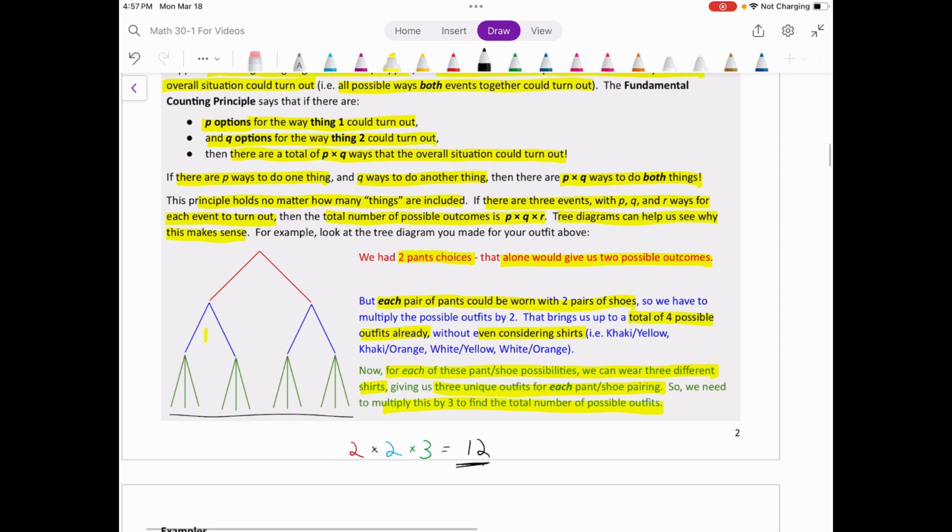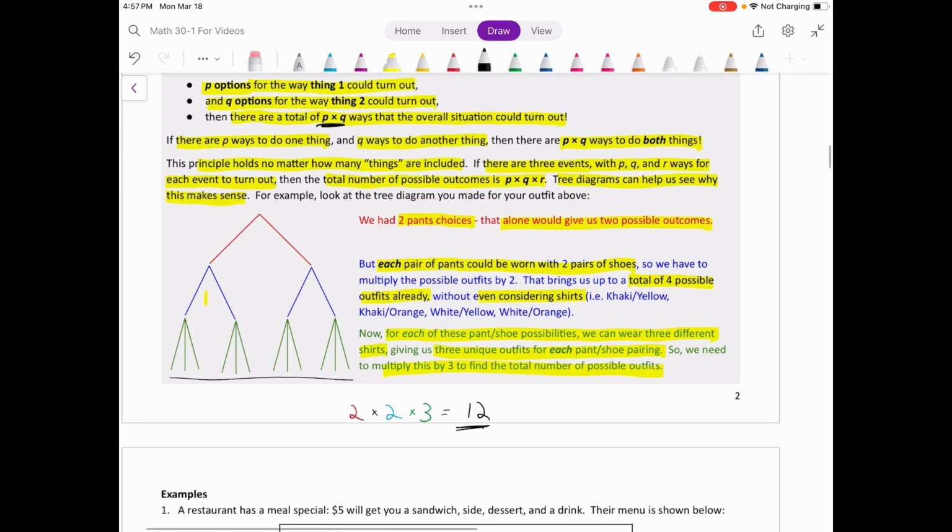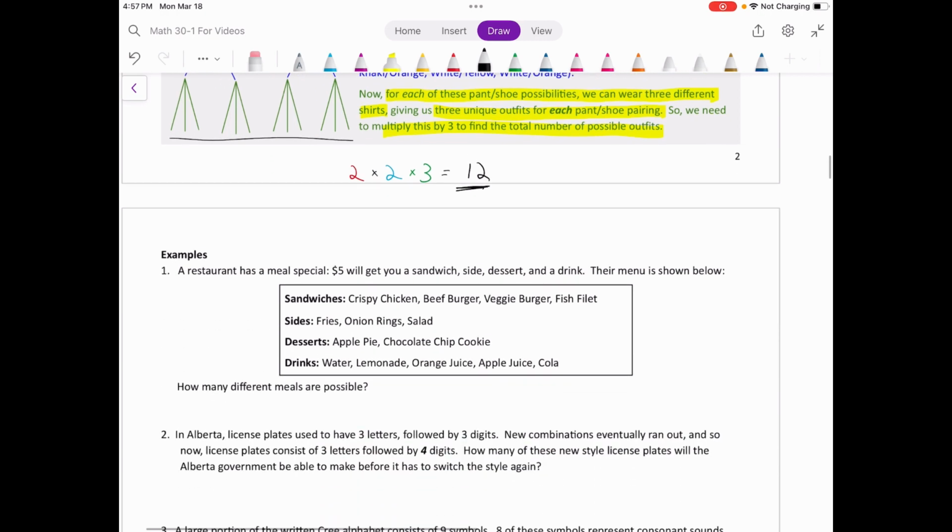And it makes sense when we think about it. If there's P ways to do one thing, then for every P of those, we could pair it with Q different ways of doing the other thing, giving us P times Q ways overall that both things could get done. Let's try out some examples here.